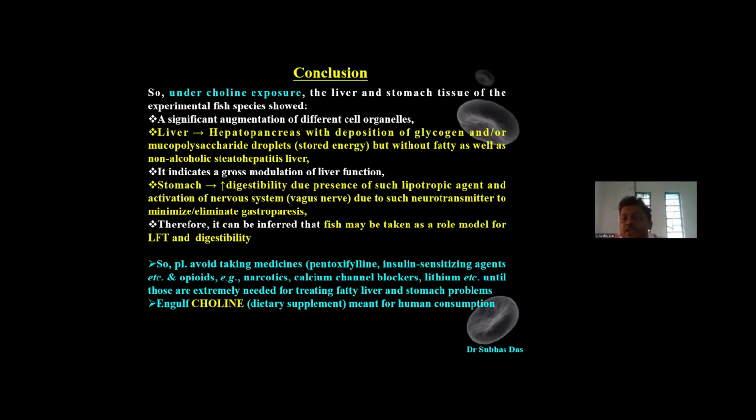The presence of such a lipotropic agent activates the nervous system, mainly the vagus nerve, due to the presence of such neurotransmitters, and it minimizes or eliminates gastroparesis. This gastroparesis that I have shown earlier may be reduced by the exposure to choline in this way. Therefore, it can be inferred that fish may be taken as a role model for the liver function test as well as under the consideration of digestibility.